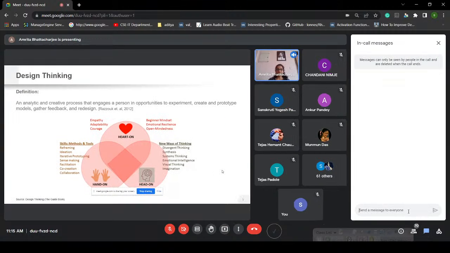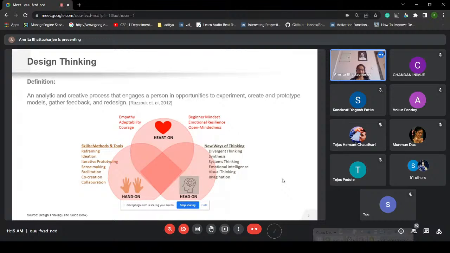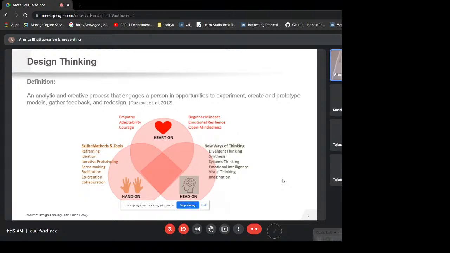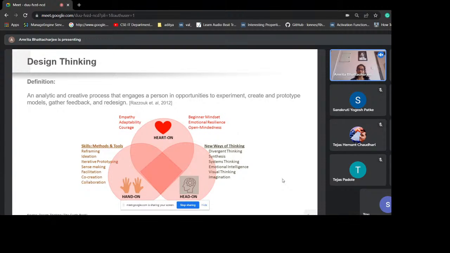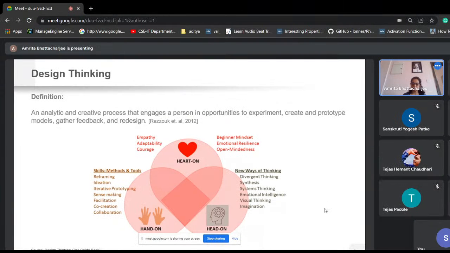So it could be product design, it could be service design, so it can be any form of design. And to understand how people will interact with any design, we need to first empathize with the users. And then comes the head-on approach, where we try to come up with new ideas, new ways of thinking, new ways to solve any problem.